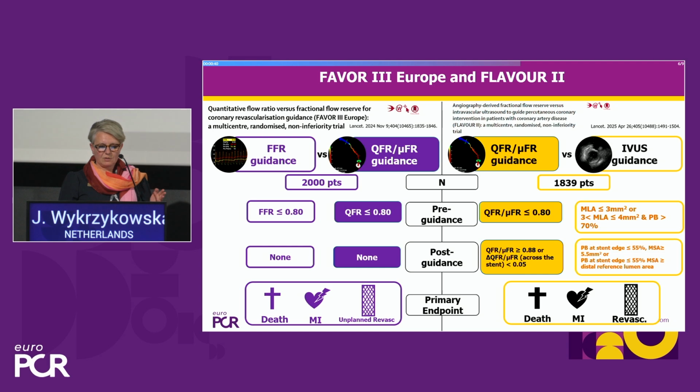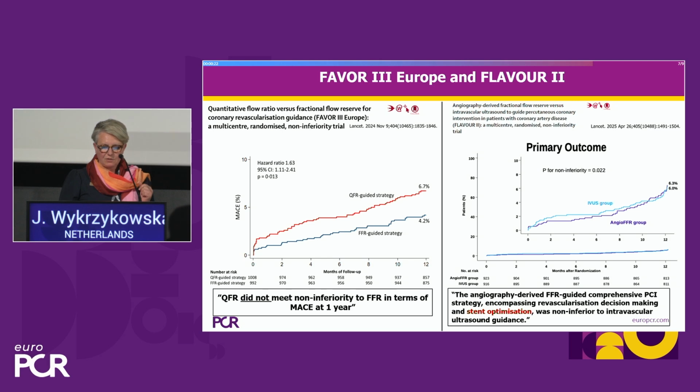When you use this technology properly and also use it for post-PCI optimization, you actually achieve equivalence in results to IVUS guidance. When you don't, as in FAVOR 3 Europe, then you can run into problems. You see that in the primary endpoint, which was excellent for FLAVOR 2 and not so optimal for FAVOR 3. And I believe that we'll get some insight into the reasons for that shortly in the sub-studies.